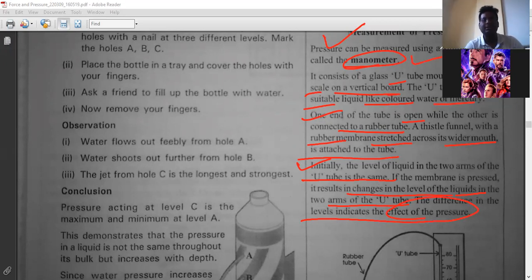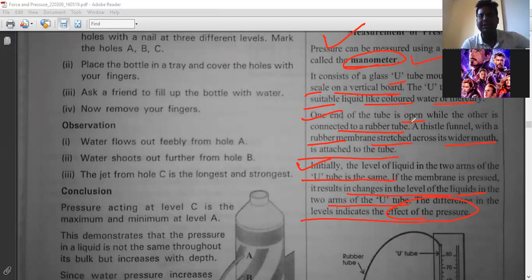I don't understand? Okay, then I will explain it to you once again. The instrument name is manometer. This is the shape of the U-tube, it will look like a U, right? The U will contain a suitable liquid like colored water or mercury. The U will be filled with mercury or another liquid having another color like yellow, pink, red, like that.